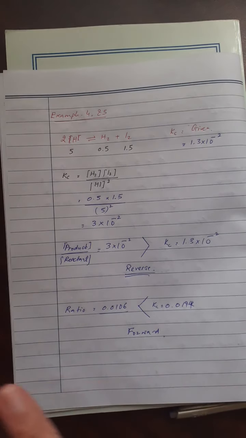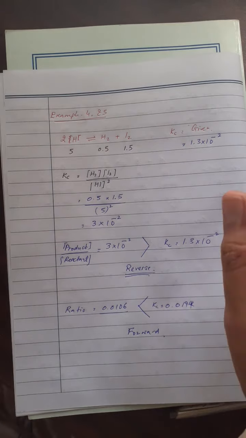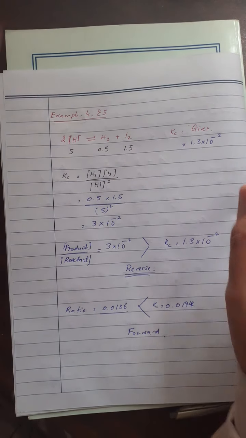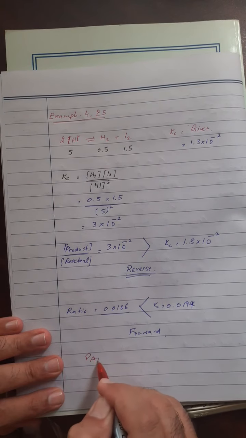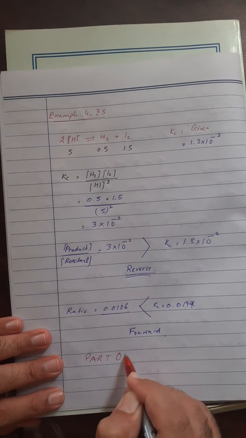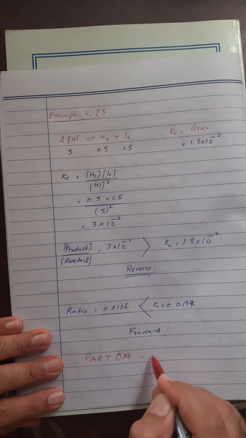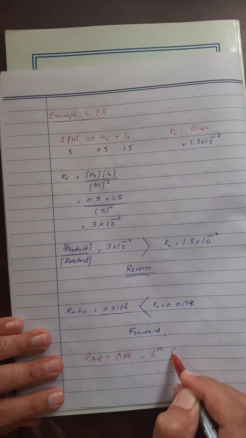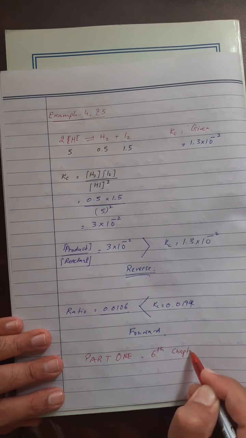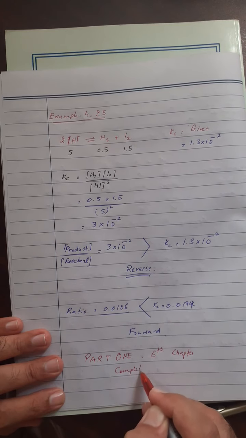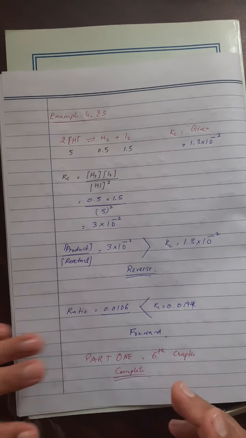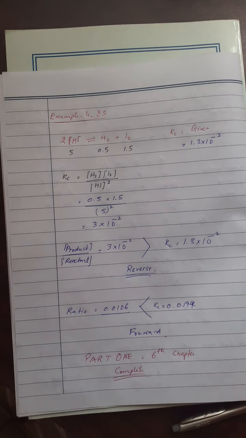So this will completely finish all the problems in the assignment and examples. 100% part 1 of 6th chapter is complete. That's complete. You solve it, this one, and you show me.